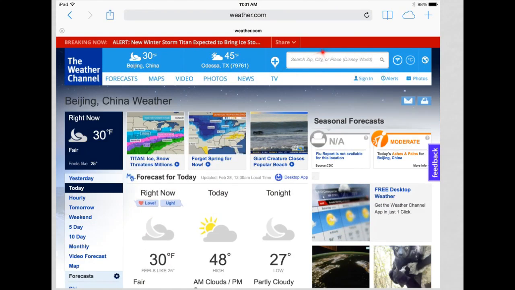So then I went here and I typed in Beijing, China. And so now we're looking at Beijing. Still 11:01 our time. But right here it tells you that this is February 28th at 12:30 a.m. their time. Right now it feels like it is 30 degrees Fahrenheit and it is partly cloudy. And since it is 12:30 a.m., instead of a little sun peeping through, they have the moon peeping through.